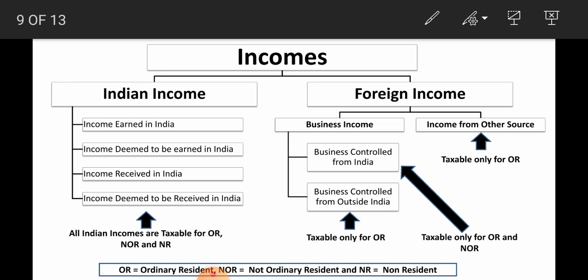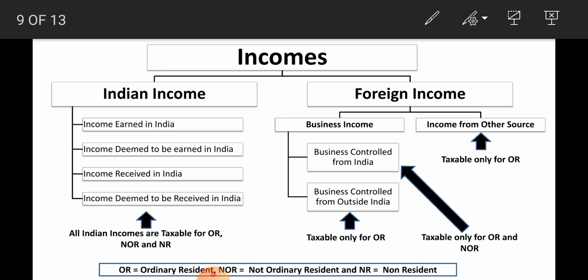It means he is not taxable for any foreign incomes. Definitely tax will be paid, but only in the particular foreign country where he has earned the income. Clear? Let us have again a look at foreign income. Foreign income is divided into two parts: business income and income from other sources. Business income: first, business controlled from India, and second, business controlled from outside India.